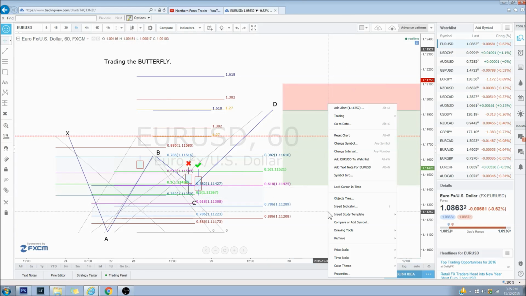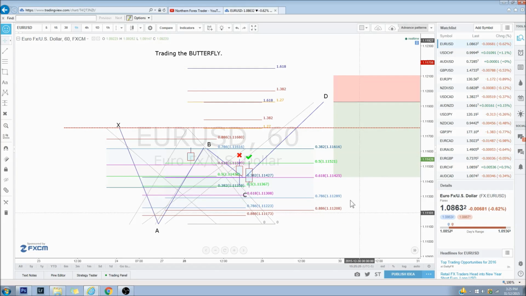Now, here comes the tricky part. A lot of traders, and when I learned how to trade, got stuck on this. My wick just went right up here.